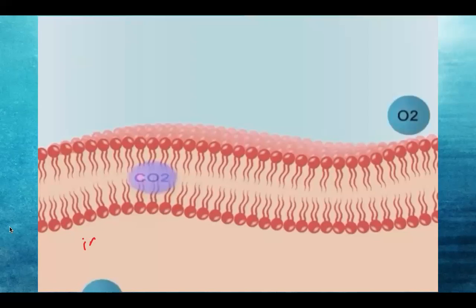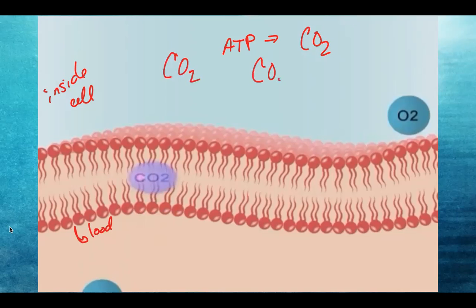So if this is inside your cell and this is the blood, actually I should do that opposite, right? Yeah, because it's red on the bottom. All right, this is the blood. This is inside the cell. So inside the cell, you have ATP being used up for cellular processes, and then the chemical reactions are going to produce carbon dioxide. So you have lots of carbon dioxide inside your cell.